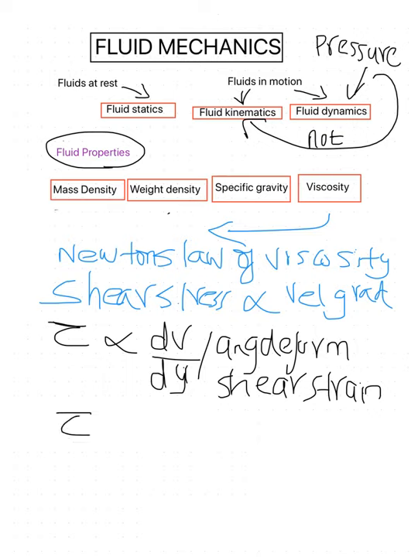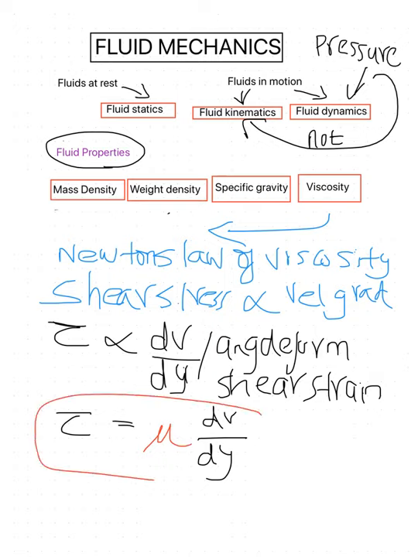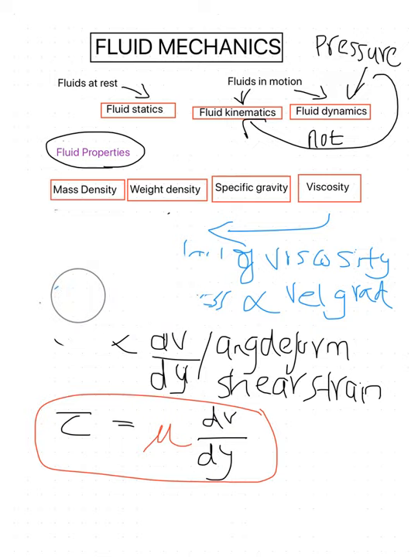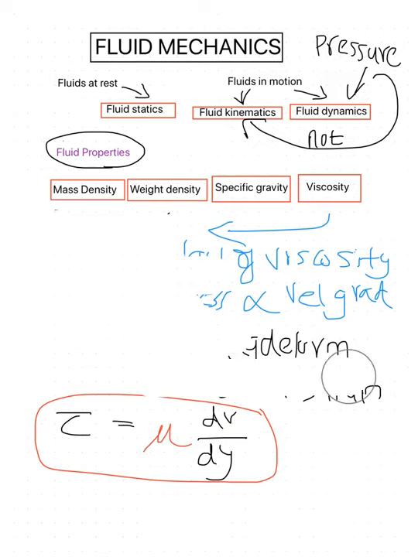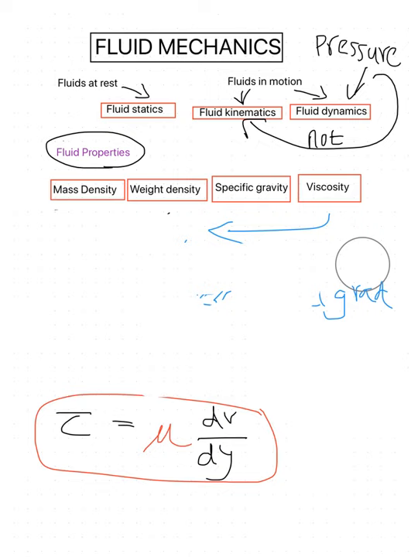Okay, now let's remove the proportionality by introducing a proportionality constant. So it gives tau equal to mu into dv by dy. Since we have introduced a proportionality constant, which is written as mu, the equation now becomes tau equal to mu into dv by dy.